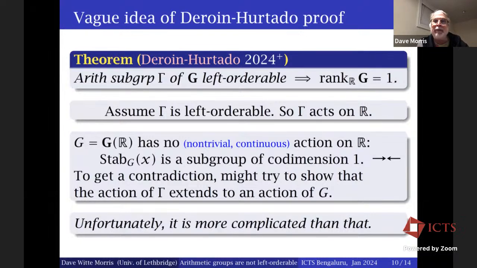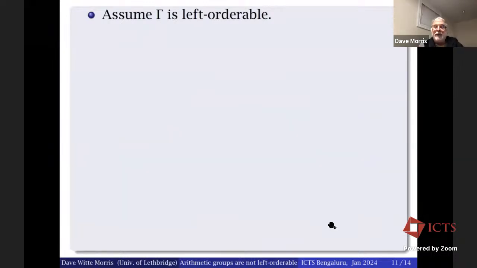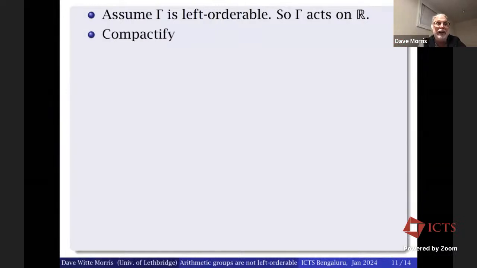The point is that we have to bring G into the picture. My proofs that only did special cases worked with gamma. Using the algebraic structure of gamma, you can do some special cases, but the proof that works in general requires using G. So let's explain how we get G into the picture. That's the main point here. We're assuming gamma is left-orderable, so it acts on R. It would be great if we could extend the action to an action of G, but that's not what we extend. We extend something else.